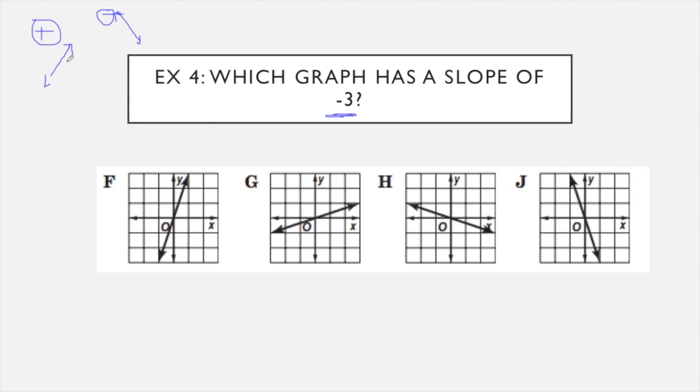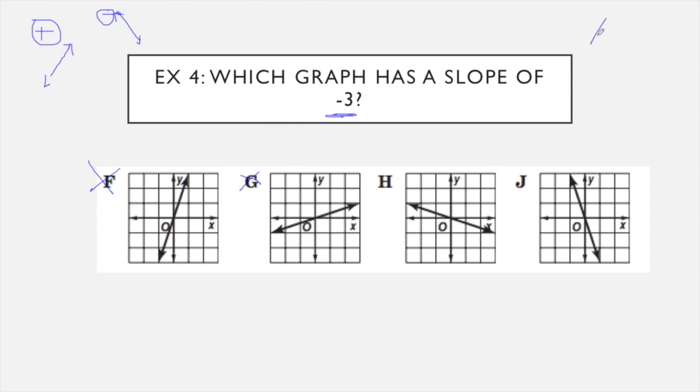So anything that's going up to the right we know has a positive slope. So F is wrong because this is a positive slope. It's tilted to the right. G, also wrong. It has a positive slope. It's tilted up to the right. Now H is negative and J is also negative. So now the objective becomes which one of these two has the correct slope quantity-wise. They're both negative, but one is the wrong value. So let's track the changes here.